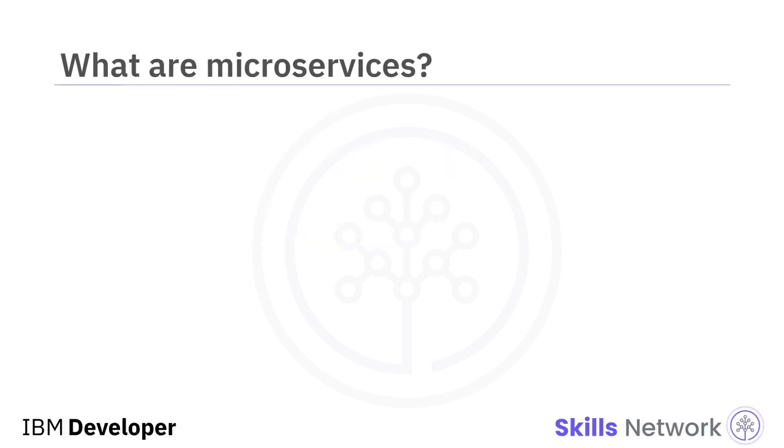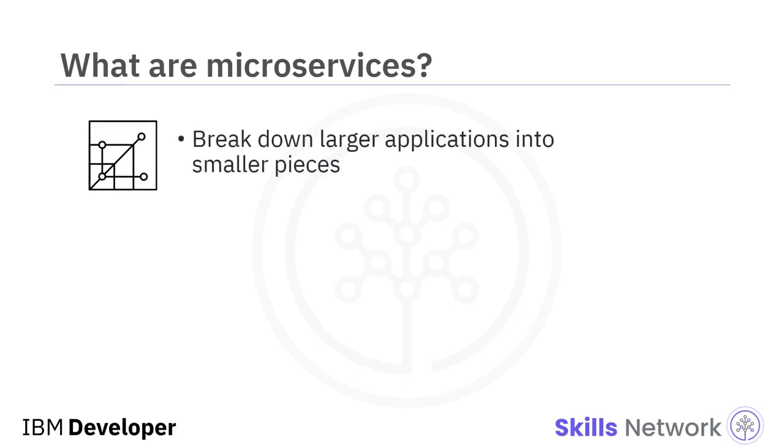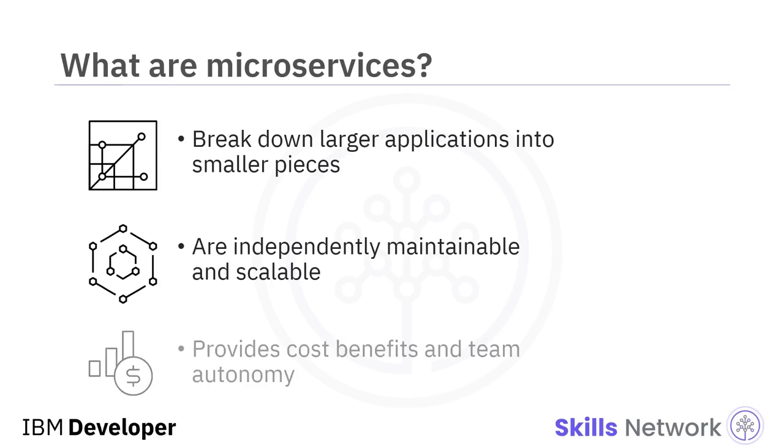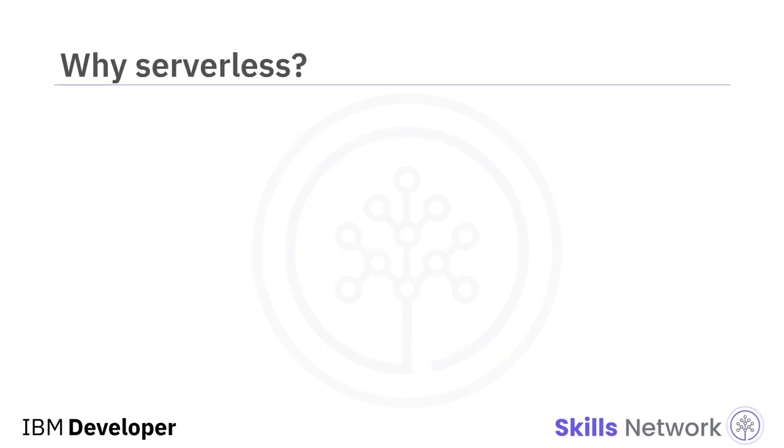Rather than building large applications known as monoliths that perform all the functionality, microservices break down larger applications into smaller pieces that are independently maintainable and scalable, providing a host of benefits. This architecture is used in the largest software organizations in the world because it provides cost benefits, team autonomy, and other advantages. Likewise, serverless has emerged as an increasingly popular computing option in the cloud era.